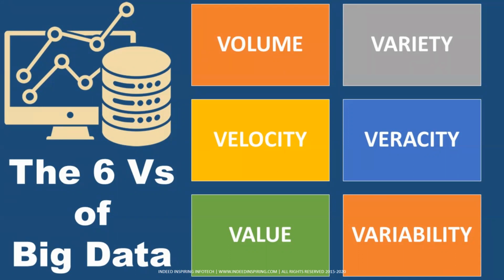Then the next one is variety. Variety basically means different types of data. Data can be in the form of an Excel file, or in the form of a text file, and there is a difference between Excel and text. An Excel file is more organized in the form of tables, where we have columns and rows.